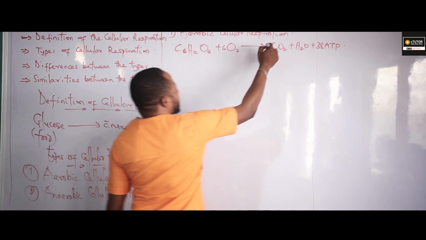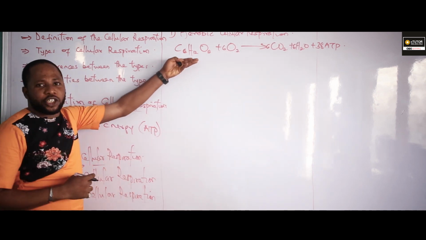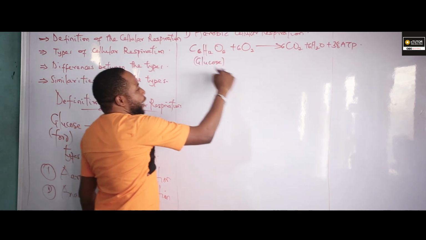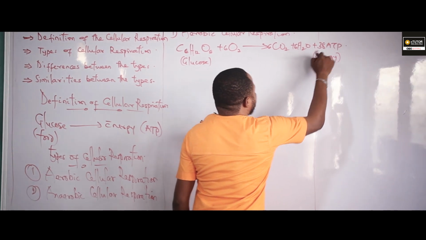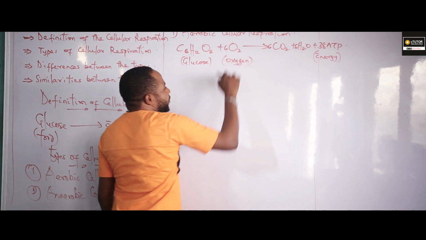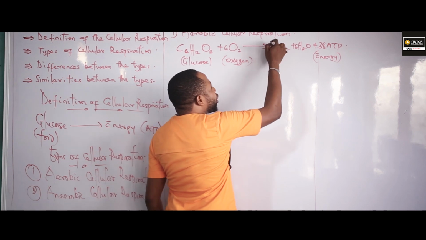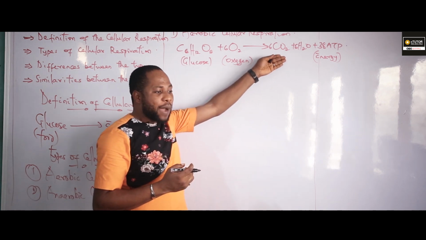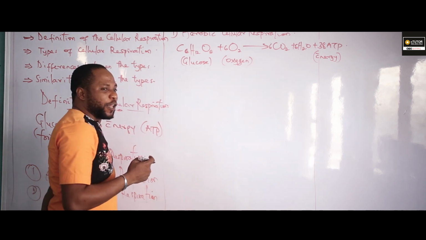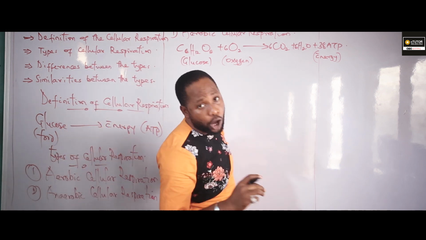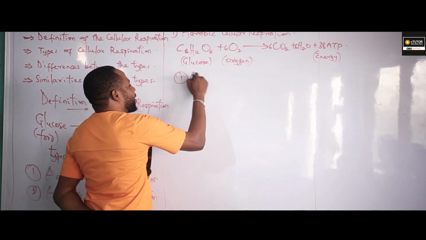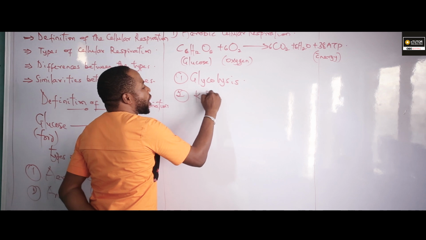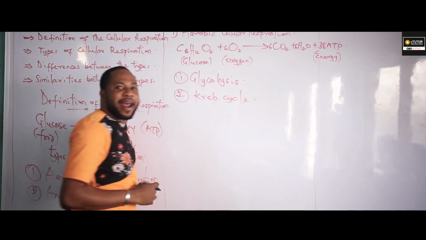Then, let's balance the equation. As shown on the board, this equation shows the conversion of glucose into energy in the presence of oxygen. During the conversion, there is always production of waste products, and the waste products are carbon dioxide and water. So aerobic respiration involves two stages or processes. The first one is called glycolysis, while the second one is called Krebs cycle.